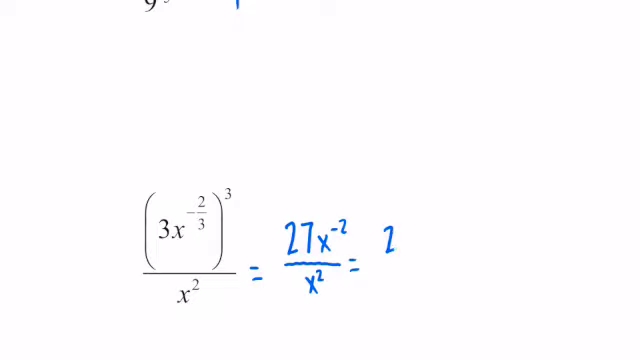So at this point we have 27x to the negative 2 over x squared. We'll leave the 27 where it is, but the x to the negative 2, we move it to the denominator and make its exponent positive. So that now in our denominator we have x squared times x squared. We add those exponents and the result would be 27 over x to the 4th.